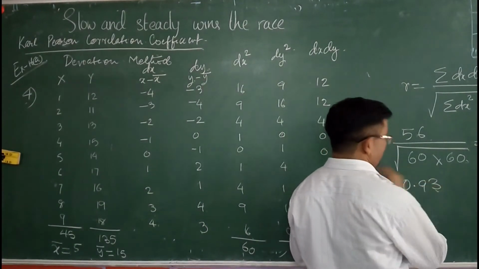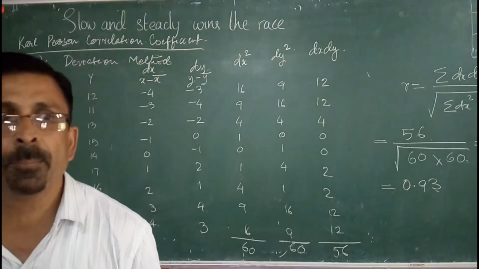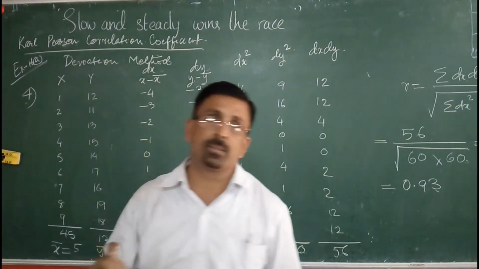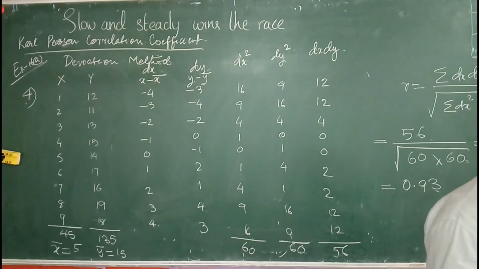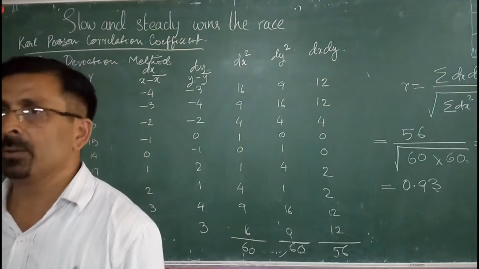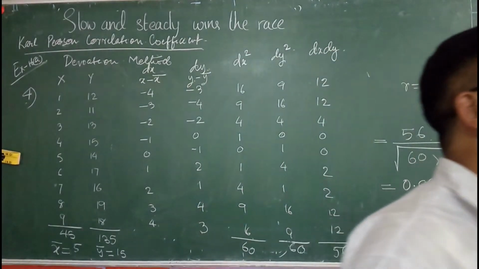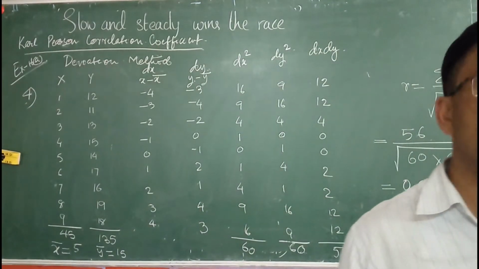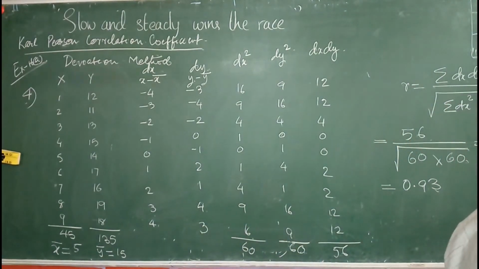0.93. This is your correlation coefficient. Is it okay? Yes, sir. After this, the question may ask you to also write your comment, to describe the correlation coefficient. You know the limit. You know the range also. If the value comes as equal to 1, then we call this as perfect. If it is positive, then we will say positive. If it comes in minus, then we will say negative.